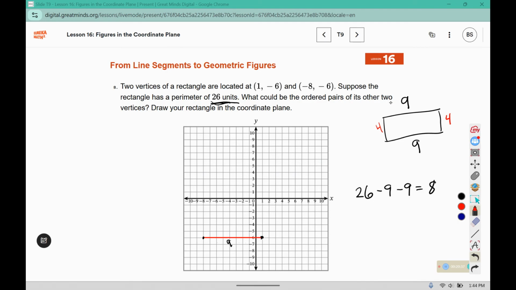We just need to select one possibility. So I'm going to make this the bottom. I need the side to be 4, and this side to be 4, and then the top piece remains 9. So now we need to label those vertices and their coordinates. This went 1 to the right, and then down 2, and this one went 8 to the left, and down 2.